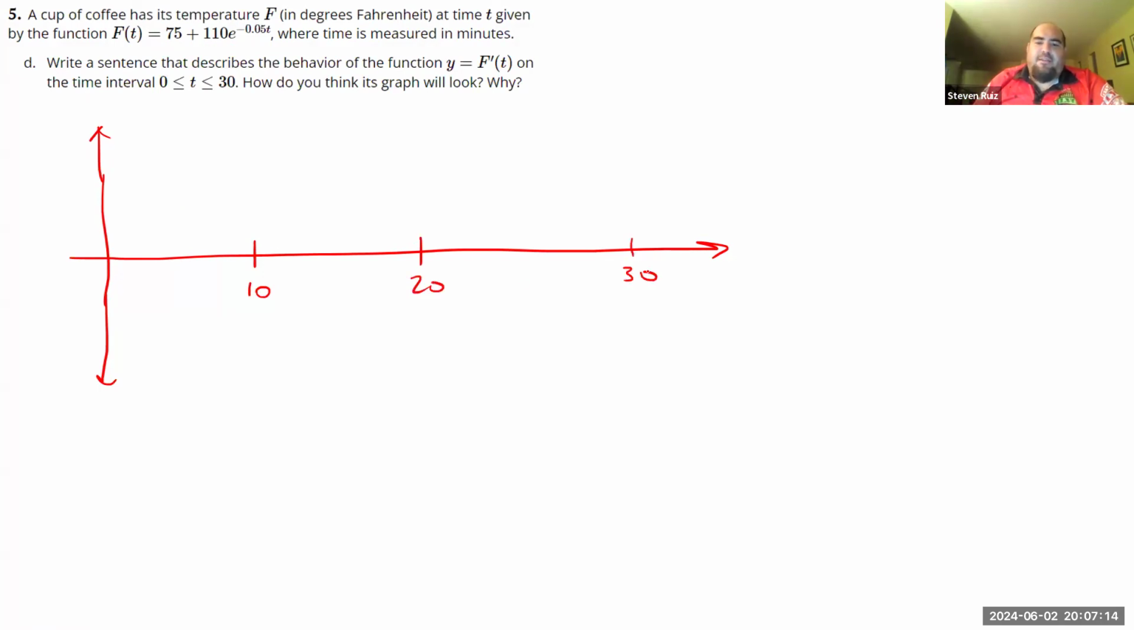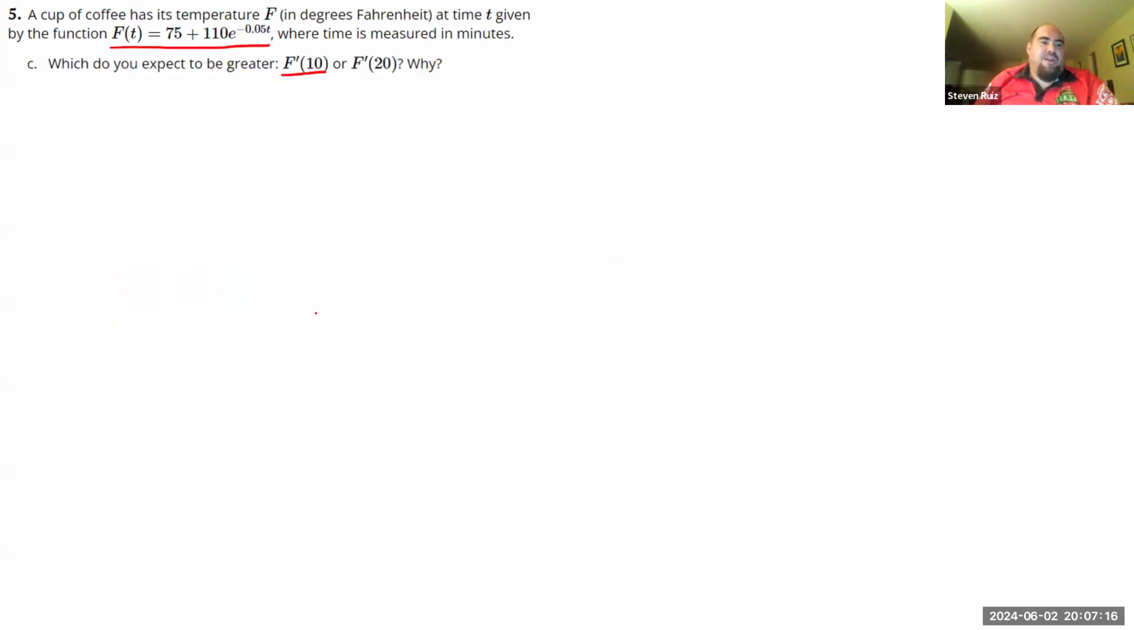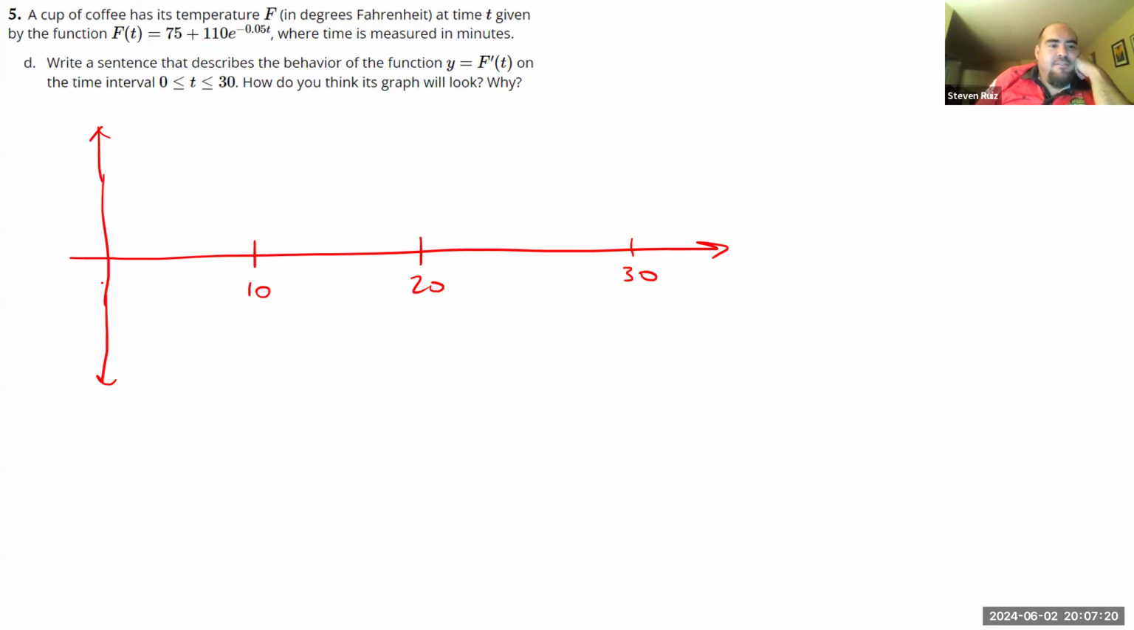And we actually have some data. So what did we say our rate was at 10 minutes? We said it was negative 3 and change. So if this is my time axis, and I want to graph not f, but f prime, I think this is a point I have. So -1, -2, and -3.